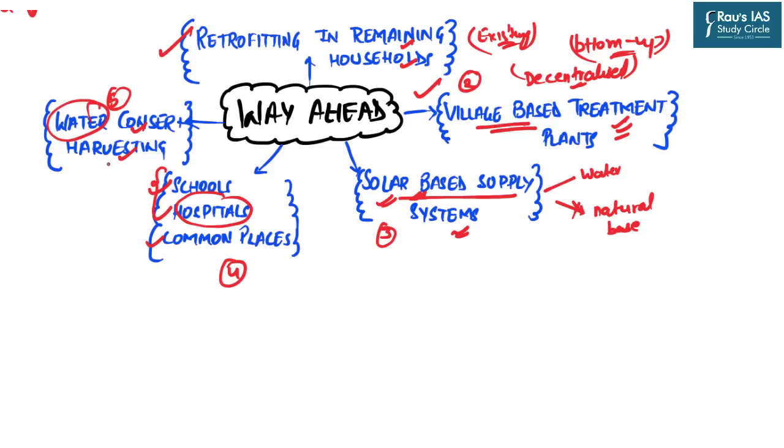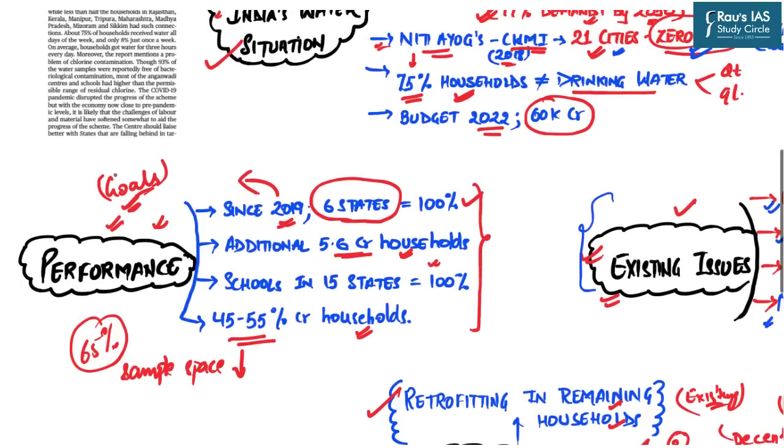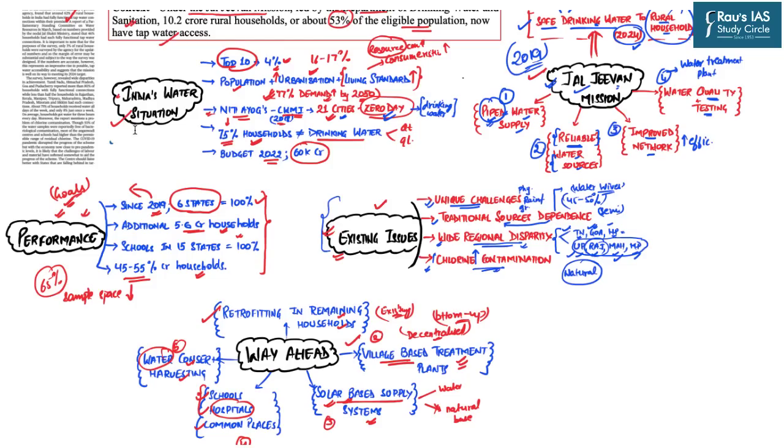The policies must be designed to manage, preserve, and conserve all the sources of water, whether surface water or groundwater. So, this is all about the Jal Jeevan Mission. This was a bit of a lengthy topic, so we will revise it in brief once again. Initially we looked at the present water situation of India.